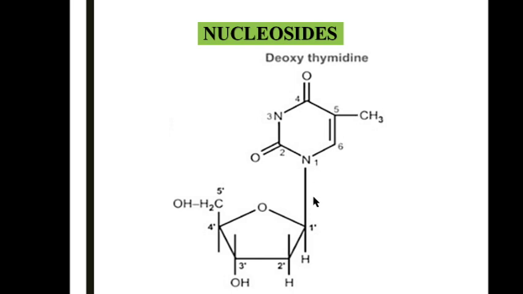So when you look at the linkage here, the N1 atom of the thymidine is linked to the C1 of the deoxyribose sugar. So hence it is deoxythymidine. So this is the linkage with respect to pyrimidine, which is present in the DNA.